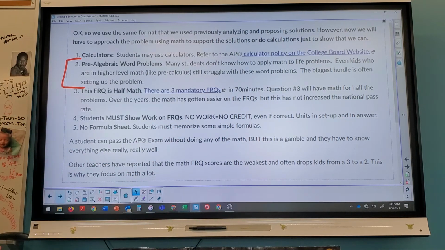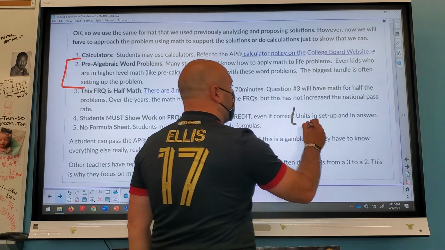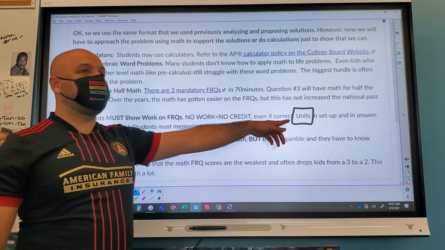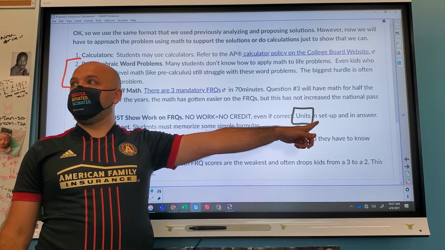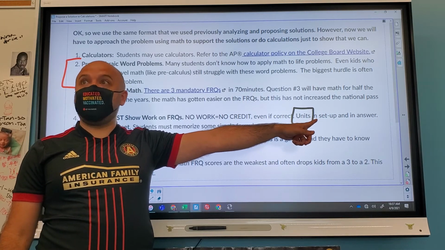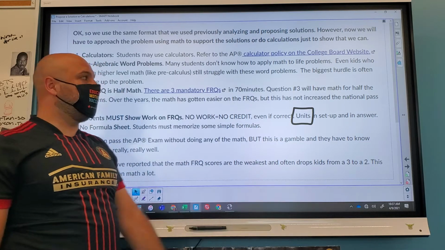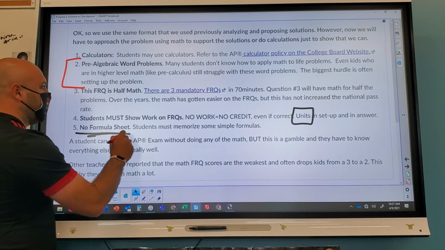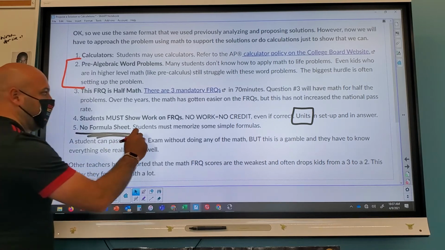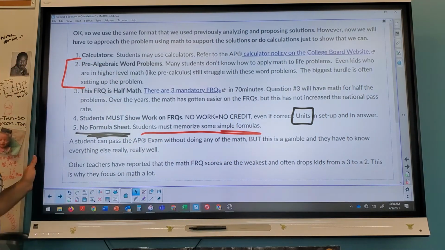Units in setup and answer. Make sure you label your units. Those who had me in physical science, I would tell you it was wrong, no matter how correct the number was, if you did not include your unit. And that will happen here as well. Make sure you label your numbers with units. There is no formula sheet. That means you have to memorize some formulas. They will give you the formula in some cases, but there are certain ones you have to memorize. I'm going to talk about which ones those are here.